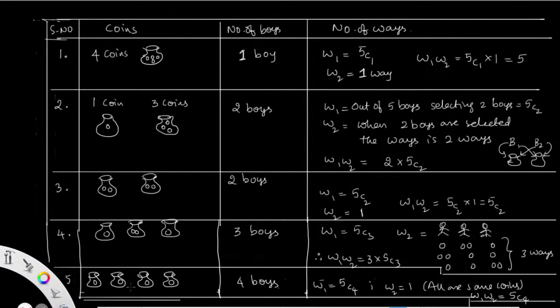The last condition is that the coins are distributed as 1 coin, 1 coin, 1 coin, 1 coin, totally 4 coins, to be given to any 4 boys. This can be done in W1 as 5C4, and W2 is one way. Why? Because all are the same coins, so the coin selection is the same. So that is 5C4 into 1, which means 5C4.